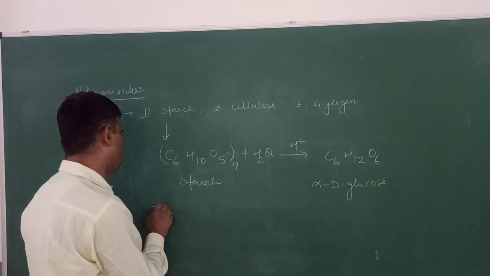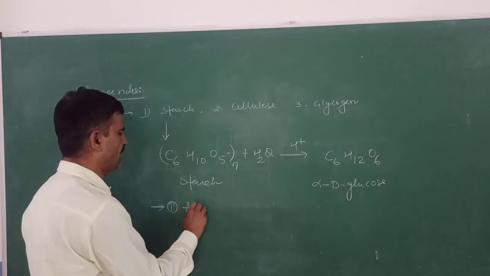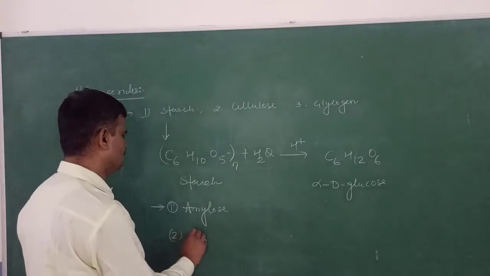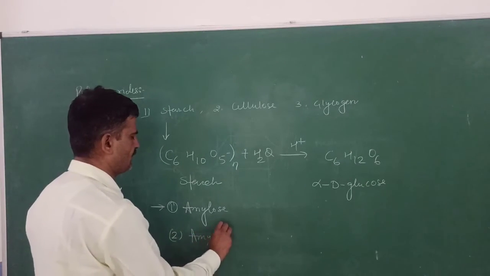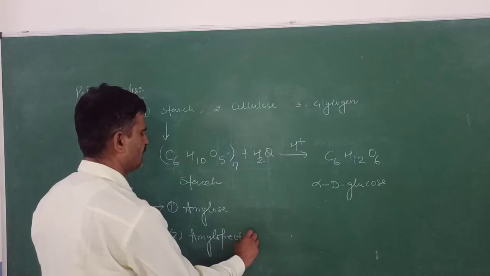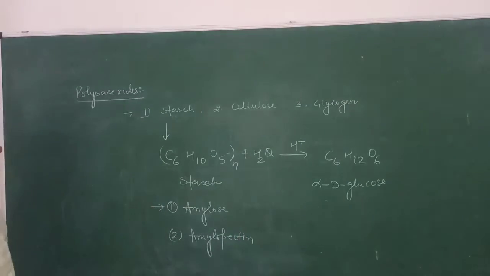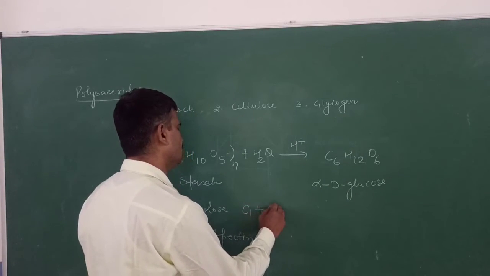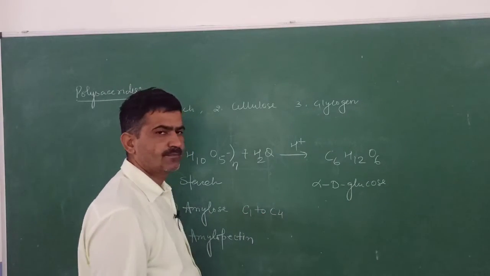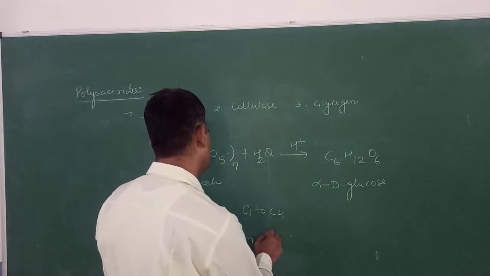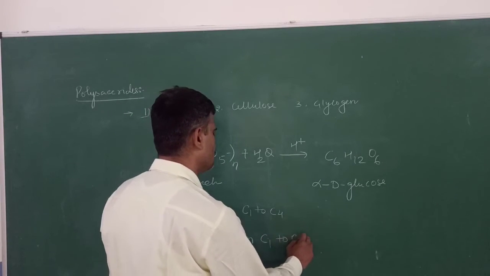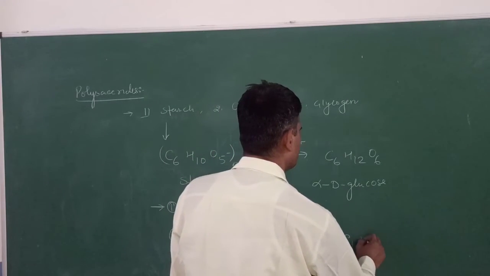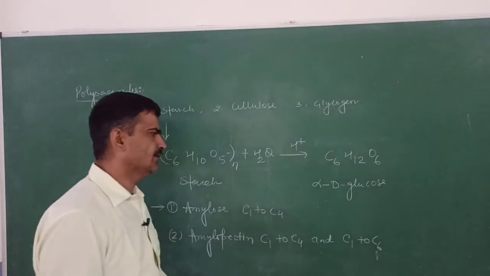This starch is made up of two parts. First is the amylose and second is the amylopectin. These two chains are present. In the amylose part, these alpha D glucose units are joined together by C1 C4 glycosidic linkage. In amylopectin, there is a C1 C4 and C1 C6 glycosidic linkage present.